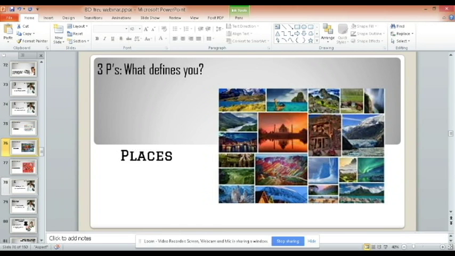And of course, the places. Where is it that you go? Let's say you go out after work, you need to unwind. Where and how you unwind matters. Where you are on your weekends matters.